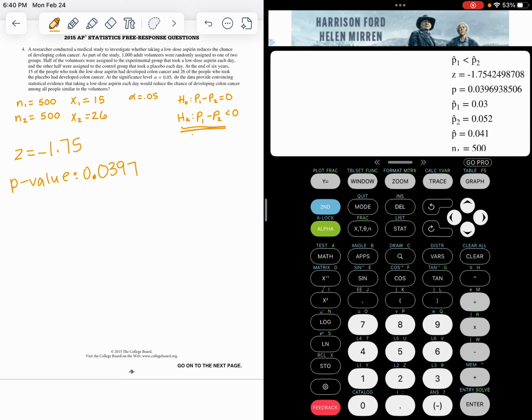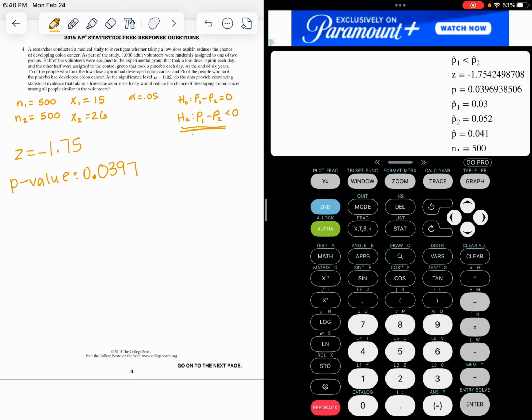So I hope this hack helps you as you are preparing to crush significance tests.